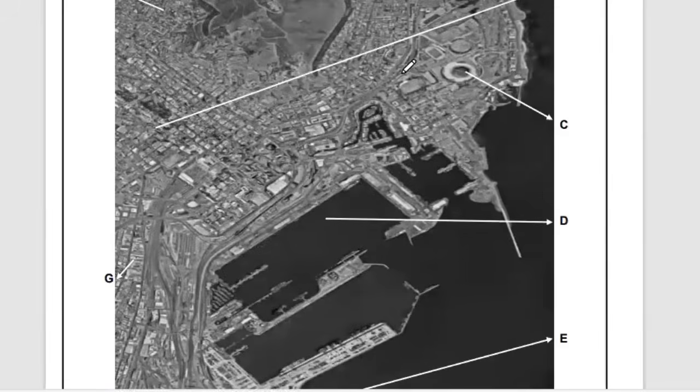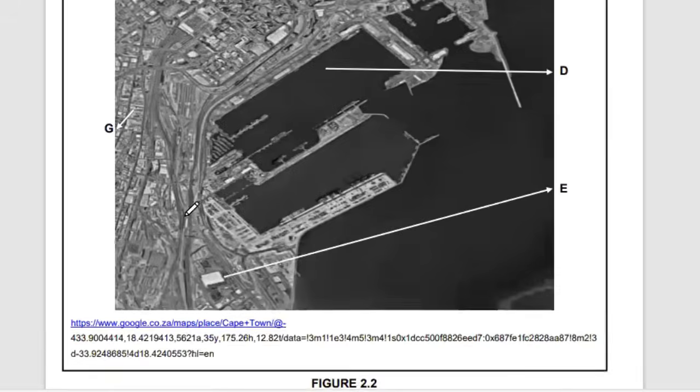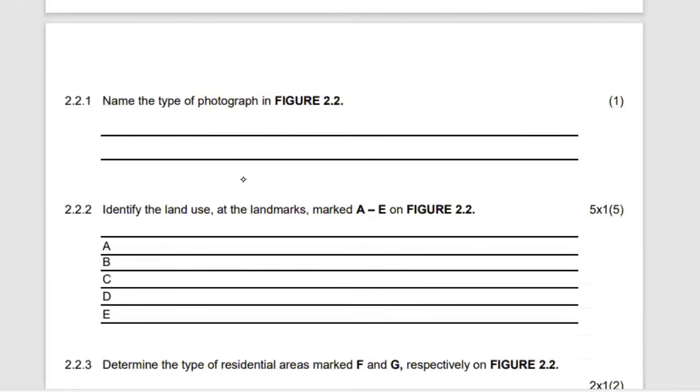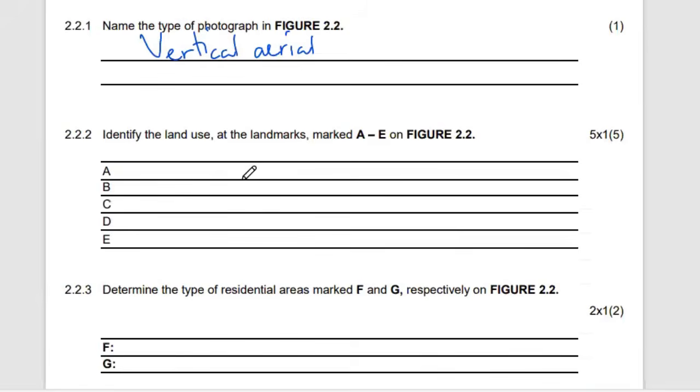Right. If you are seeing this place here, you can see that it was taken from above and it was taken from a perpendicular angle because you can only see the top part of the features indicated, like these buildings. We can only see the roofs, we're not seeing the sides of the buildings. So this is a vertical aerial photograph. It's a vertical aerial photograph.